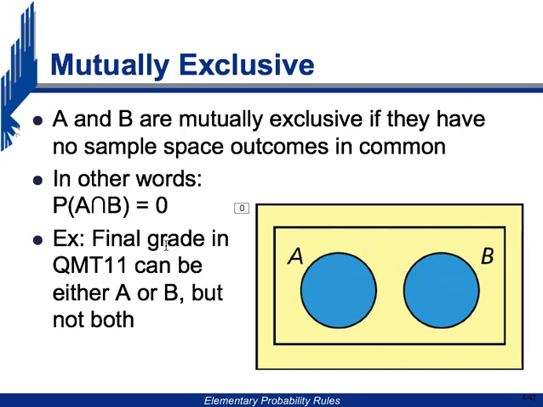An example can be the final grade in QMT 11 or in any subject. Let's say this refers to outcomes wherein the final grade is A, and this refers to outcomes where the final grade is B. We can see that they don't intersect because we can't have a final grade that is both an A and a B. All the other events outside A and B are all the other possible letter grades, such as B plus, C plus, C, D, and F. Again, events A and B are mutually exclusive because they don't intersect.